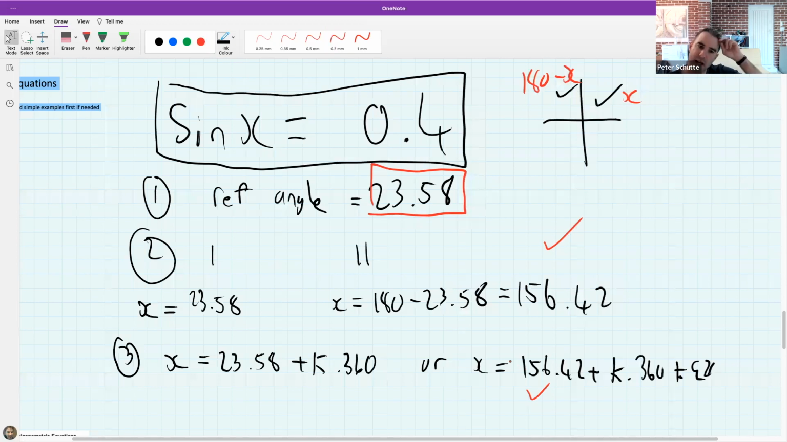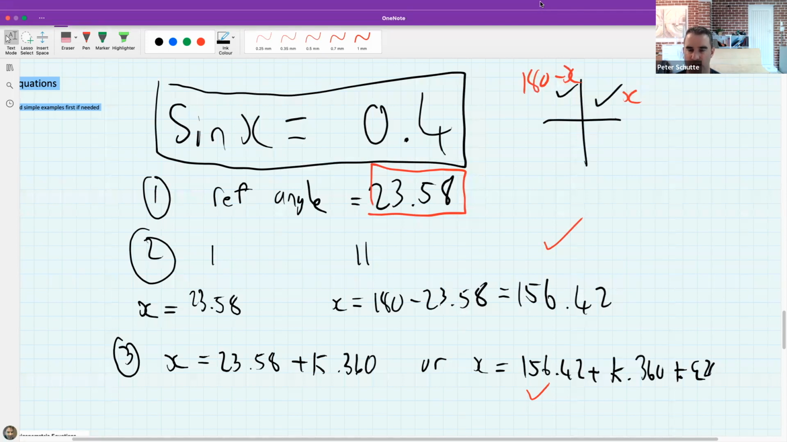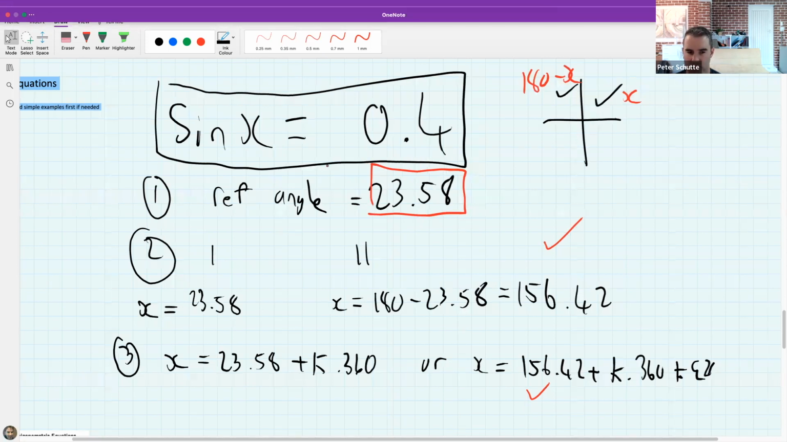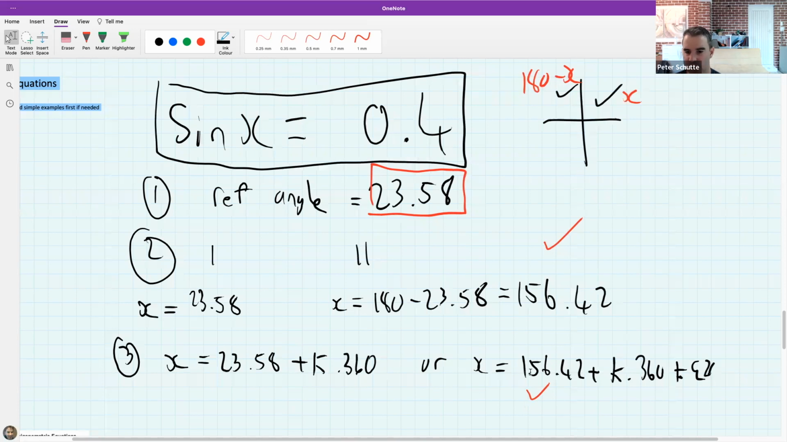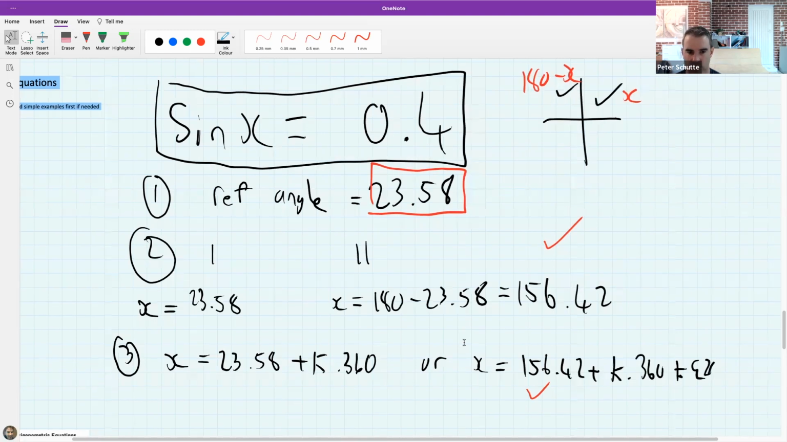And if you want to check whether this is right or not, type into your calculator the sine of 23.58, and you should get quite close to 0.4. Give me a thumbs up if you're getting that. Or you can try 156.42, find the sine of that, and you get about 0.4. Okay, awesome.